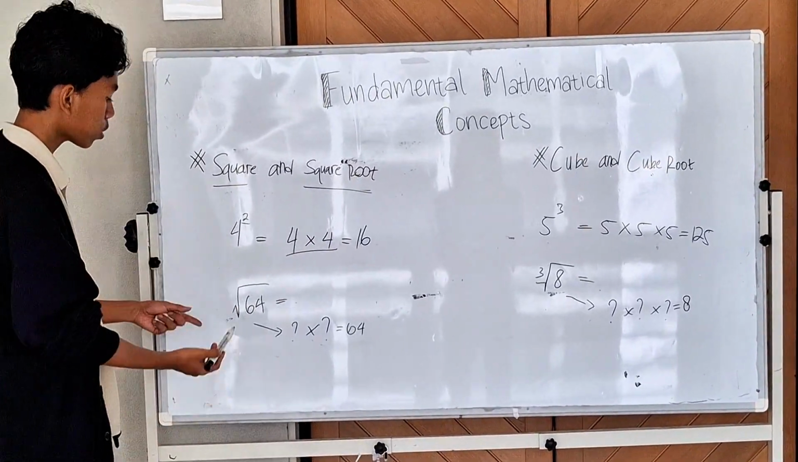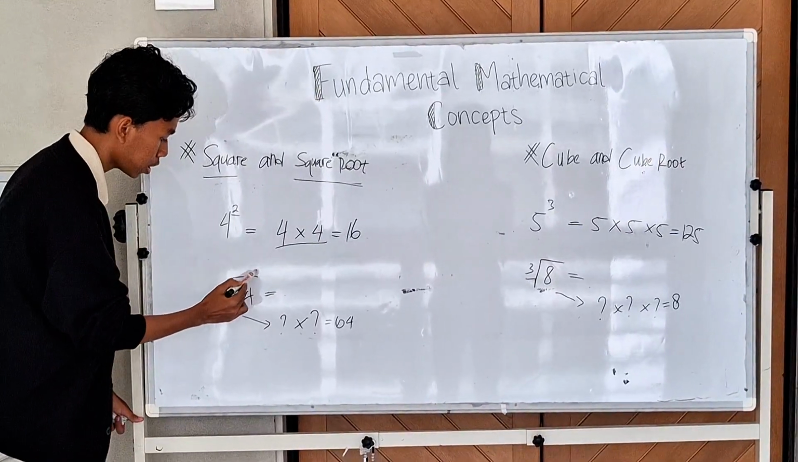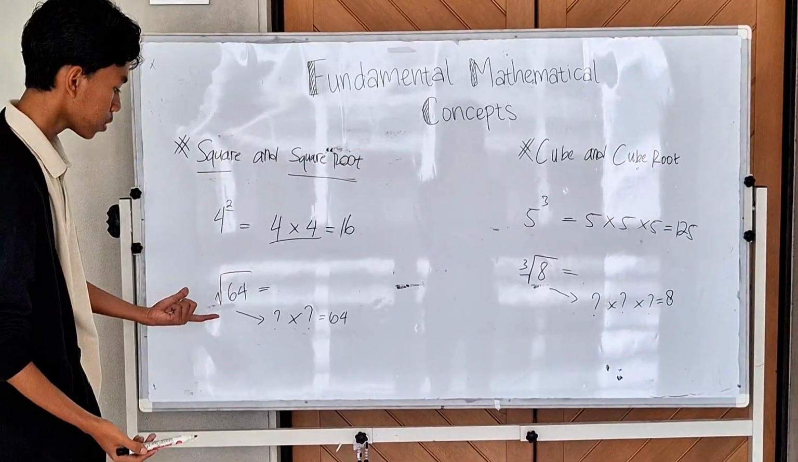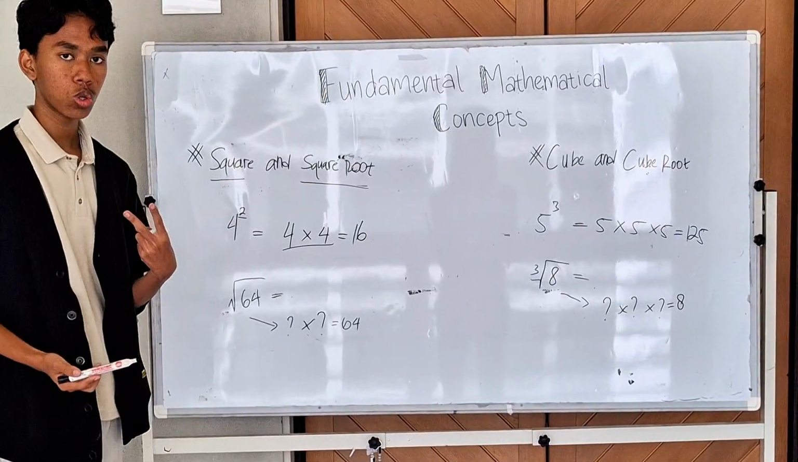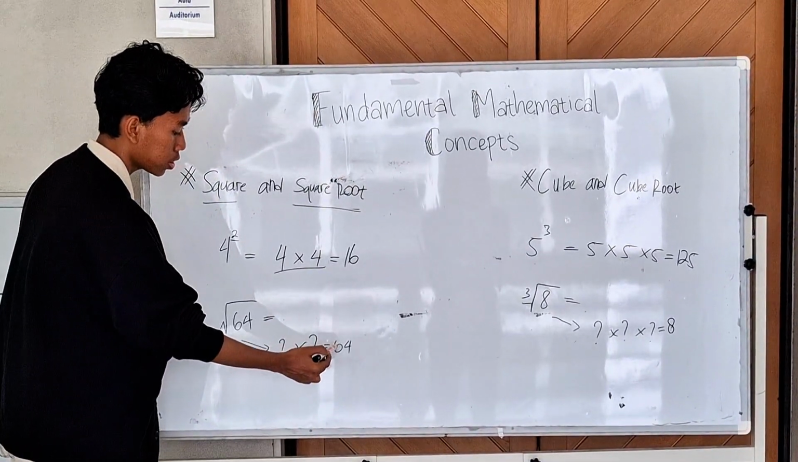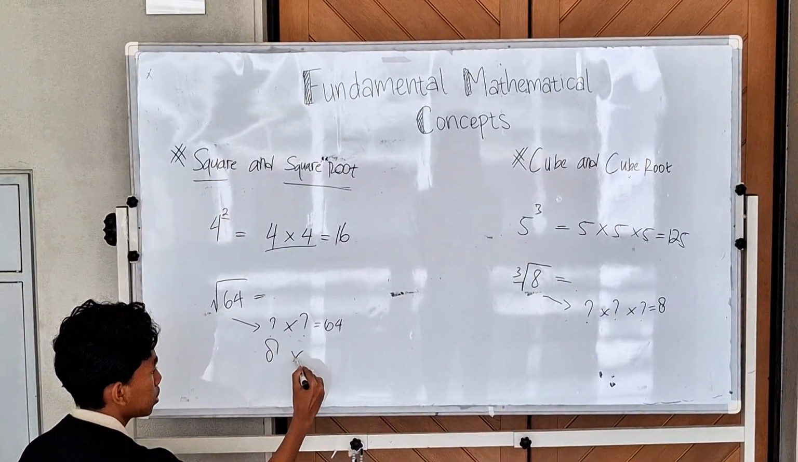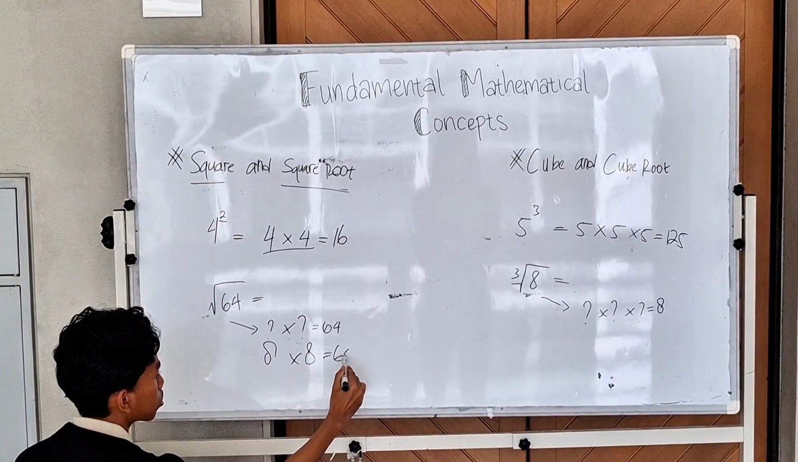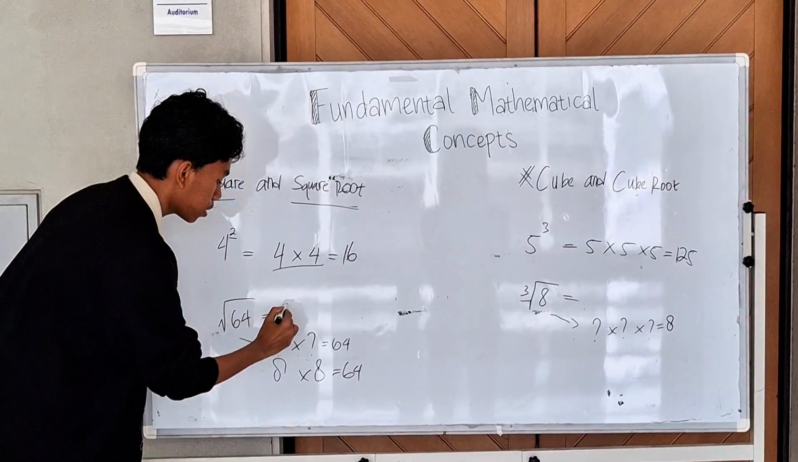And then for the square root, if you have seen this symbol, it's a root, and it means what number multiplied by itself 2 times equals 64. So the number is 8. 8 times 8 is 64. So the square root of 64 is 8.